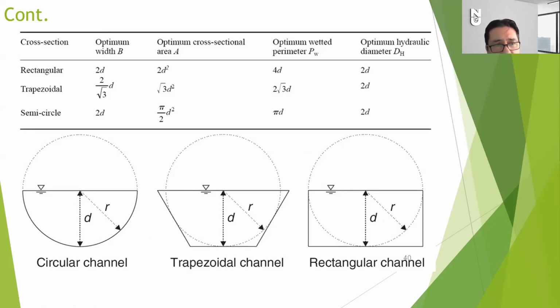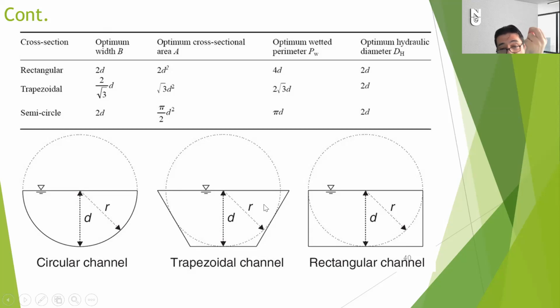So what I know is that in real life, these are the common types of channels. You may either have a rectangular channel, or a semicircular channel, or maybe a trapezoidal channel like this one, making an angle of 60 degrees. The angle is 60 here. So these are the best engineering designs for channel structures.